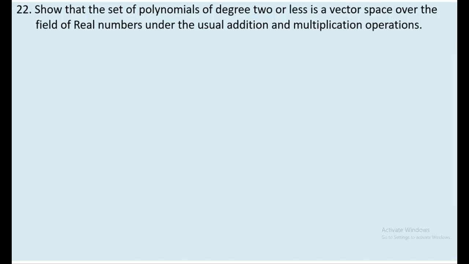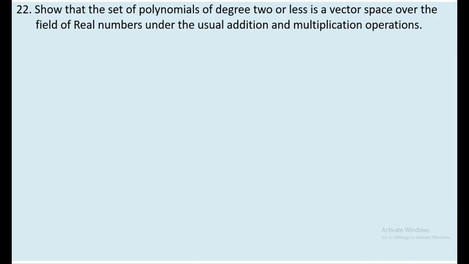So what we are expected to do here is, we have a set of polynomials with degree 2 or less. When we say degree 2 or less, we mean no degree, degree 0, degree 1, and degree 2, polynomial functions. So our set is a collection of polynomial functions with degree 2, 1, and 0, and the case where we don't have any degree, like f(x) = 0, something like that. Our field is the set of real numbers, and our operations are the usual addition and multiplication operations.